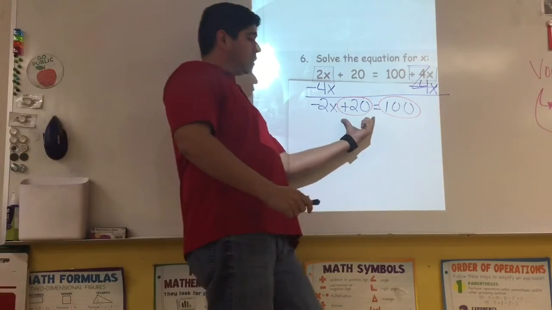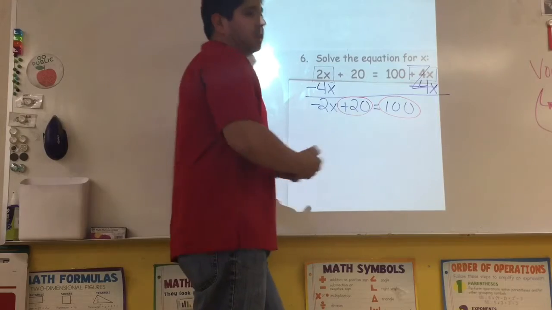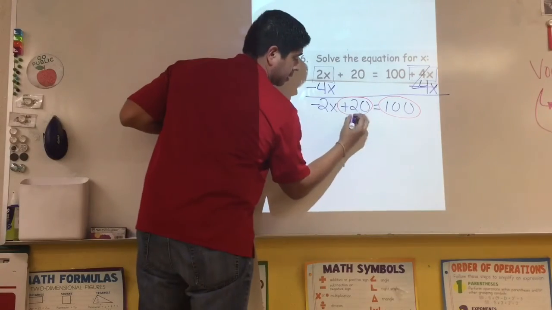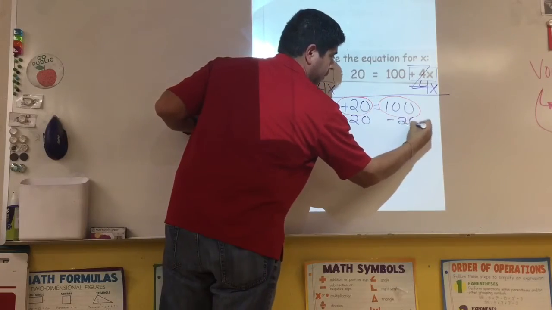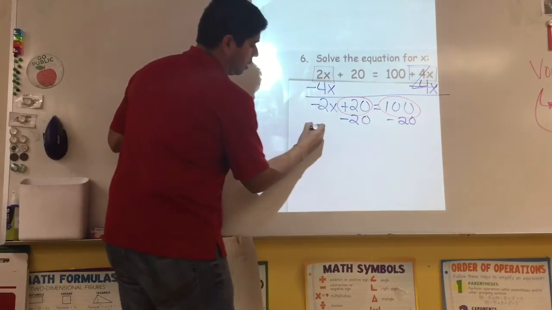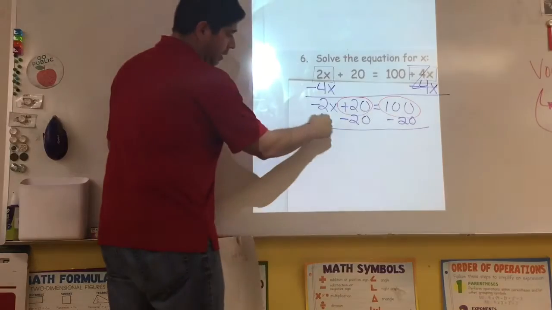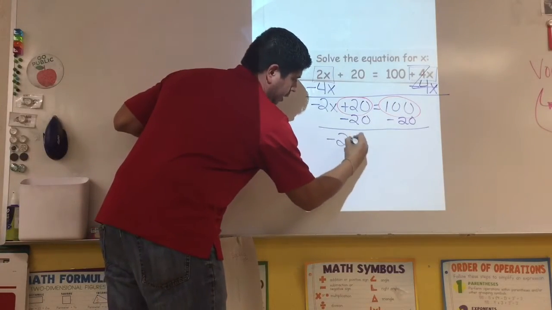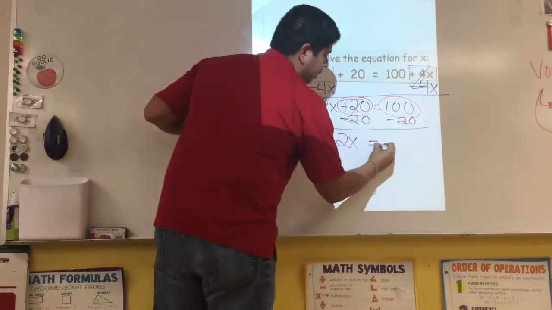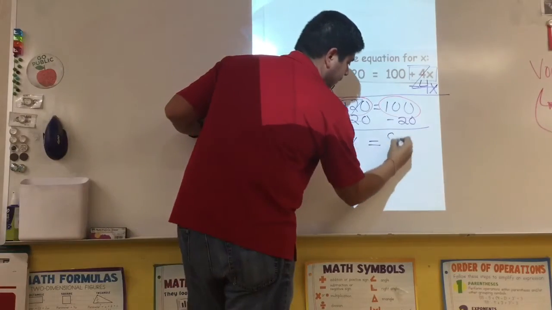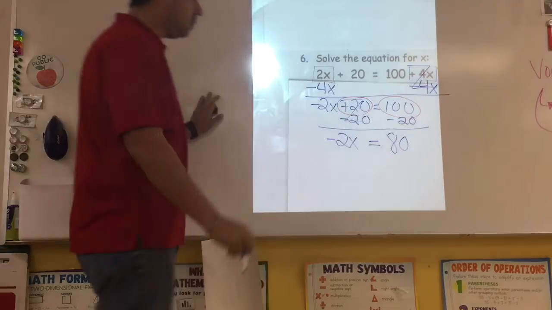So the inverse of plus 20, I have to get that and put it over here. So the inverse of plus 20 is minus 20. Minus 20, minus 20. Okay, I draw my line. This negative 2x comes down, negative 2x. This is going to zero out, equals, and 100 minus 20 is 80.